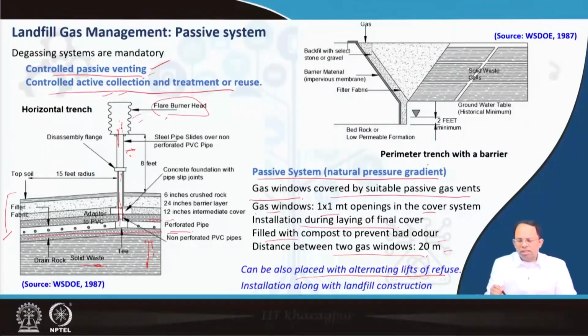So in addition to this, there could be a perimeter trench with a barrier. So over here you can see the barrier, to prevent gases from moving through the side walls, there is a barrier layer, and we have a gas collection layer over here as well, which will allow the gas to be collected from the top, right? So this kind of system also exists.